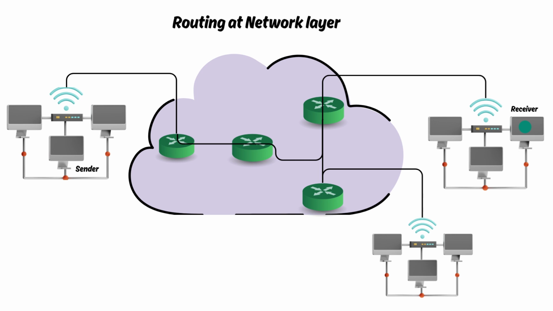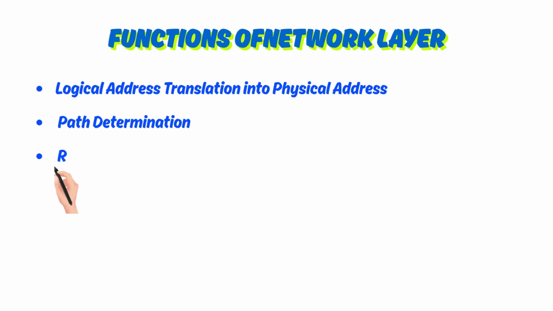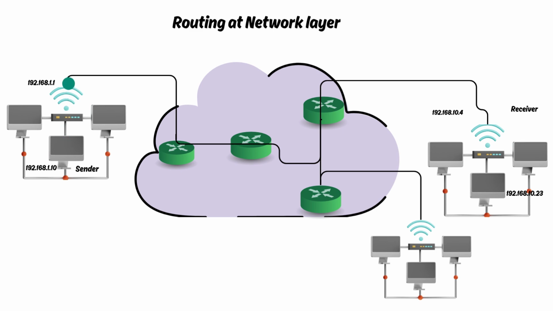Now we are going to discuss another major function of the network layer, which is known as routing. Once the path is decided, it is time for routing. The process of actually forwarding data across the network is called routing. Routers, which operate at this layer, read the destination IP address and decide which direction to send the packet. They rely on the routing table and protocols like OSPF, RIP, and BGP to make smart decisions. Think of a router as a digital traffic controller guiding data through the internet highway.